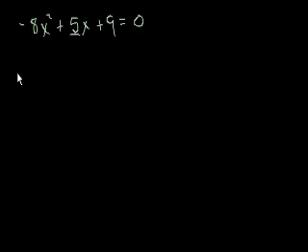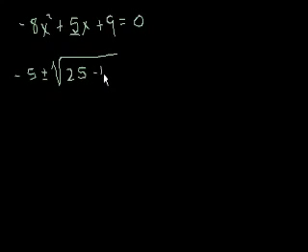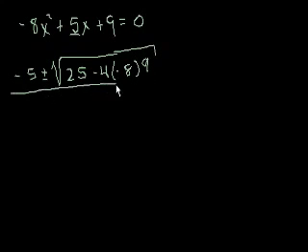So negative b, so negative 5 plus or minus the square root of b squared, that's 5 squared, 25, minus 4 times a, which is minus 8, times c, which is 9. And all of that over 2 times a. Well, a is minus 8, so all of that is over minus 16. So let's simplify this expression up here.